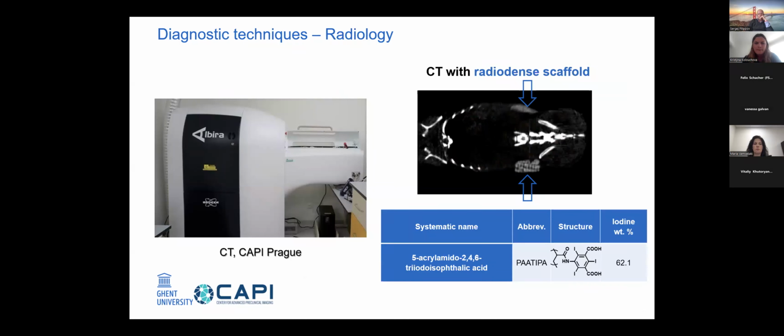So the next technique I will also be talking about today is common radiology, so the CT, micro CT, or X-ray. For this method, we recently developed a polymer which has this specific motif. That is a motif which you can find in most of the common contrast agents which are used for radiology and which are FDA approved. And we transform this monomer into a methacrylamide, so that this is how we integrate it in the biomaterials, which I will be talking about later.